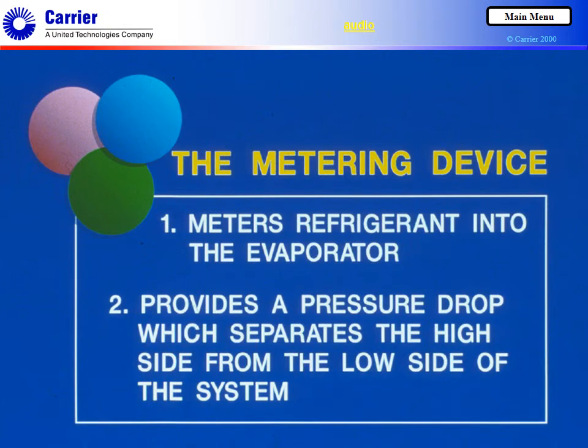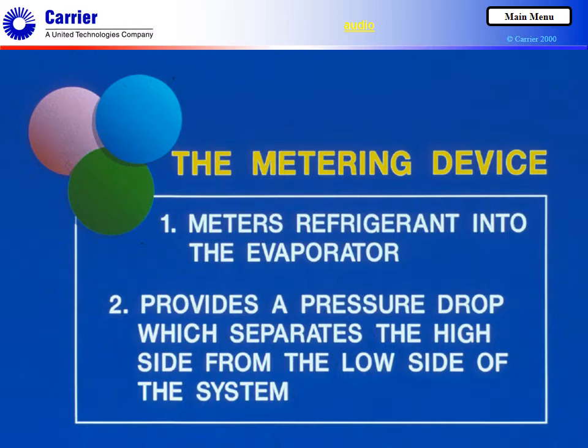The liquid metering device, regardless of type, is designed to provide two important functions in the mechanical refrigeration system. First, it allows the liquid refrigerant to flow into the evaporator at a rate that matches the rate at which the evaporator boils liquid refrigerant into vapor. Secondly, it provides a pressure drop, separating the high side of the system from the low side.